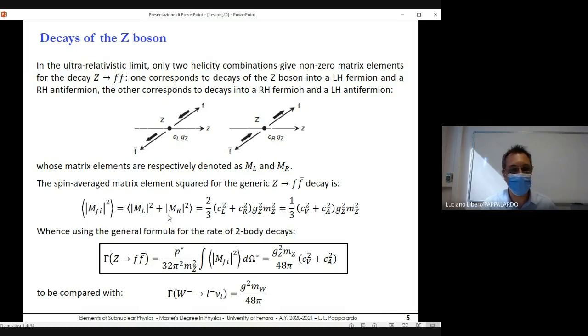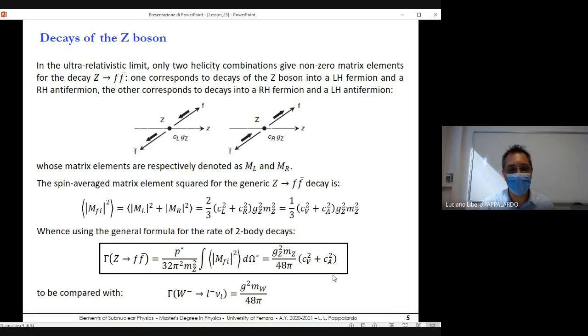Now, with some algebra, one can show that these objects can be expressed in terms of the coupling constants, either Cl and Cr or Cb and Ca, in this way, where the square of the Z mass and the square of the Z coupling constant also appear. As we did already for the W two weeks ago, we can now put this into the general form of the decay rate for the Z. We integrate over the solid angle in the center of mass, and at the end we obtain this expression: gZ squared mZ divided by a constant, and then the sum of these two coupling constants squared.